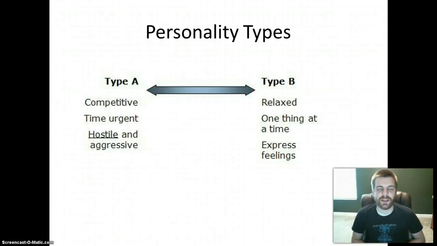The type B personality is basically the complete opposite. You're much more relaxed. You deal with just one thing at a time. You're much more patient, and time is not as much of an urgency. Type B personalities generally are less stressful.